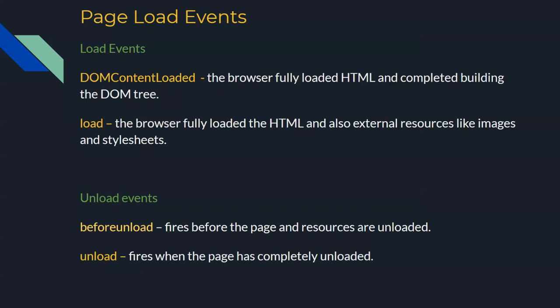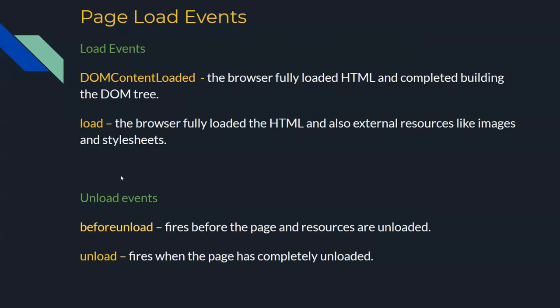But in this case, it only checks whether the tree is ready or not. It does not check, suppose an image is there in that tree, whether the image is loaded or not. It just checks whether the tags are rendered properly or not. And the second event is the load event, and this event says the browser has fully loaded the HTML and also the external resources like images and style sheets are ready. So this event checks whether the images are loaded, or the style sheet or the JavaScript is loaded or not.